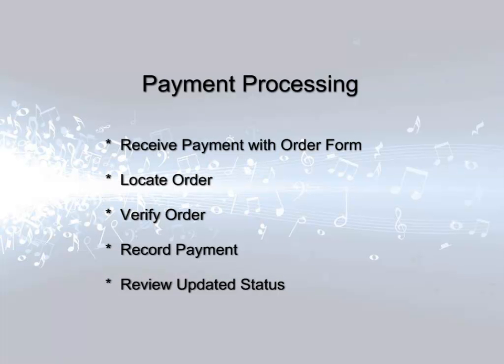The overall process for handling payments is similar for each type of payment. First, you'll receive the payment or the request to pay from the miscellaneous ledger, along with a copy of the order form. Second, you'll need to locate the order in the order management area of your online store. Third, you verify that you have the correct order and payment amount. Fourth, you'll use the store payment screen for the correct member to record the payment. Finally, you can review the updated status.